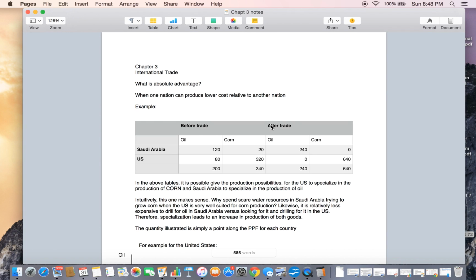The United States only needs, say, 80 barrels of oil. We don't know if Saudi Arabia needs 120 barrels of oil, but this is just hypothetical. And so they can obviously give some to the United States in exchange for the corn that they need, which is only 20 bushels. So in the above tables, it is possible to have different possibilities for the United States to specialize in the production of corn and Saudi Arabia to specialize in the production of oil.